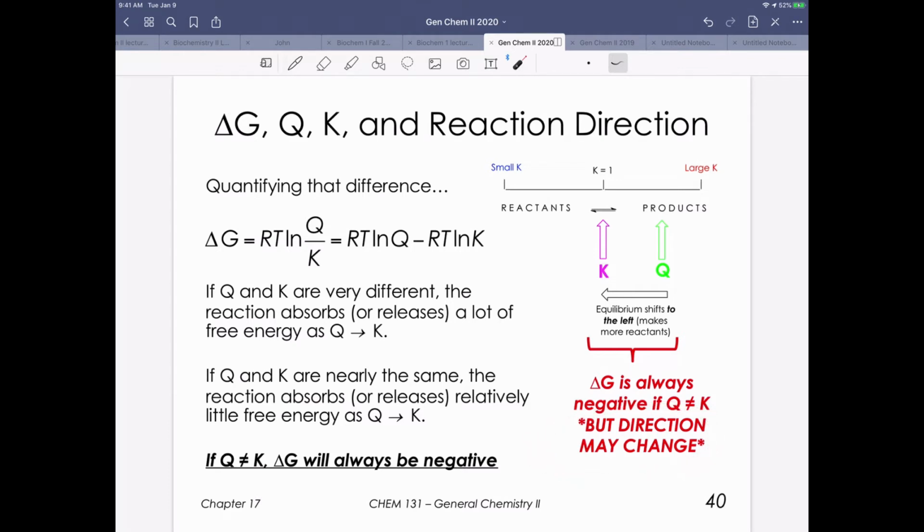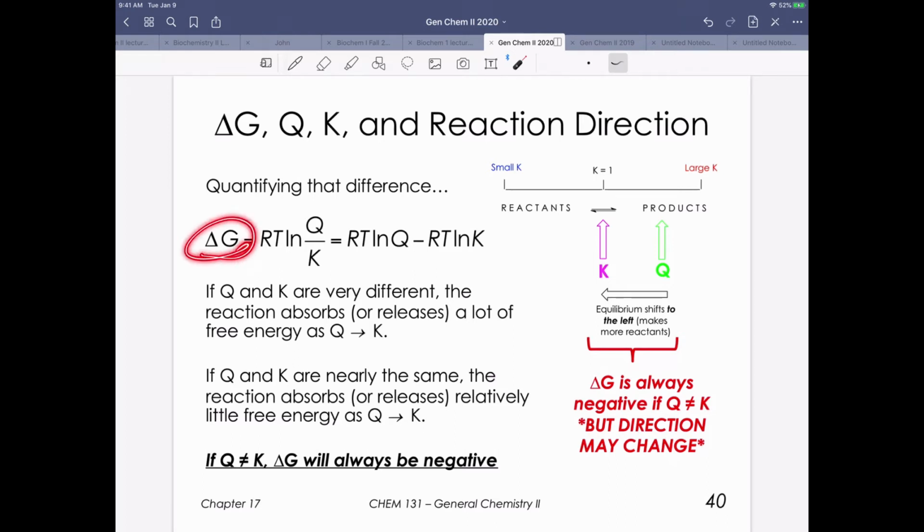So I'm going to highlight this first here and then a couple of times from now. If Q is less than K, that means we can still keep marching in our forward direction to get to K. If Q is greater than K, that means some of our products have to reverse that chemistry and go back and be reactants, which means we're changing the direction of the reaction. Again, we're going to see that a couple of times here. I'll make sure to highlight it because it can be a little bit of a confusing concept.